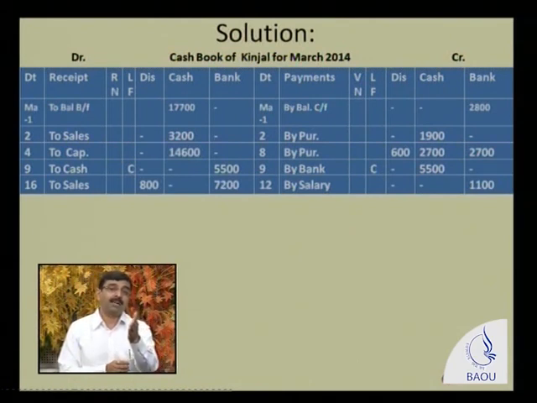Now see, in the discount column it's allowed. That's why 800 rupees is written in the discount column, and 7,200 rupees of check received and deposited in a bank is written in the bank column.